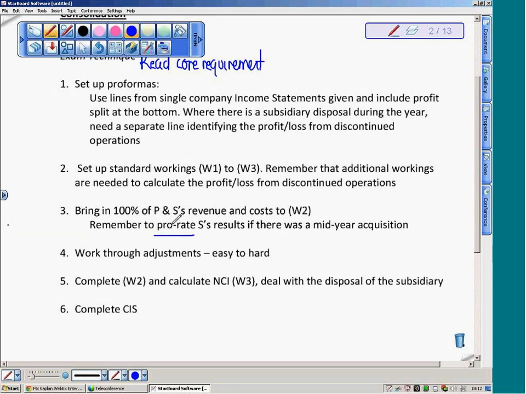Pro-rating is generally worth a separate mark. And in your exam, we do consider that a fairly easy mark. You want to make sure that you're reading the dates carefully to work out if you do need to pro-rata.